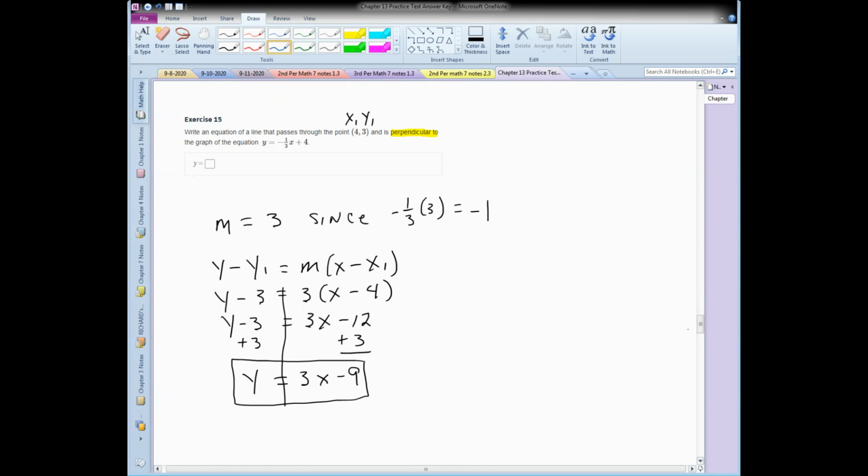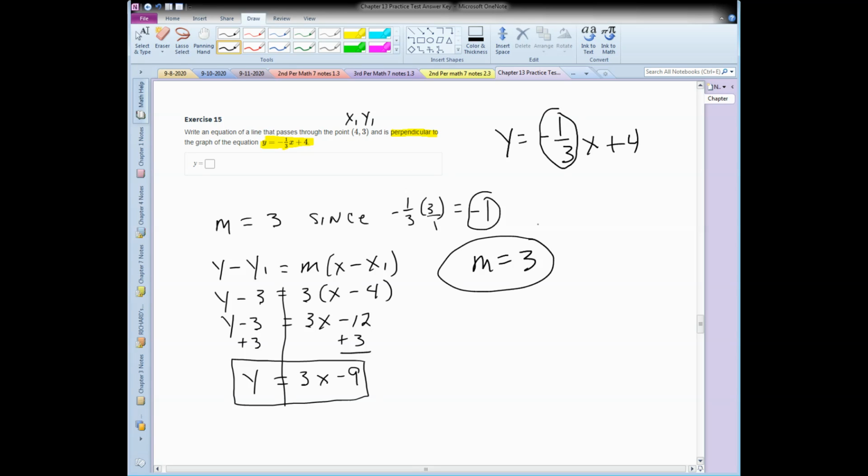Number 15, write an equation of the line that passes through this point and is perpendicular to the graph of this equation. Well, a line that's perpendicular to this line here, y equals negative 1/3 x plus 4, has to have a slope so that when I multiply it by negative 1/3, I get negative 1. Well, negative 1/3 times 3, or 3 over 1, equals negative 1. So whatever line I'm looking for has to have a slope equal to 3.